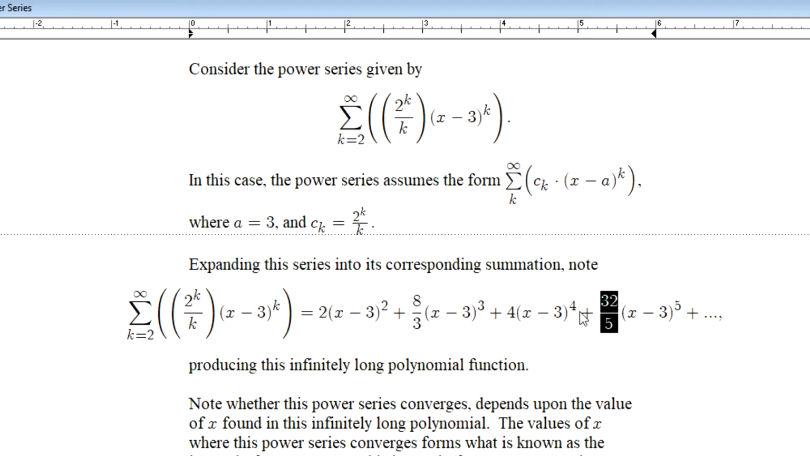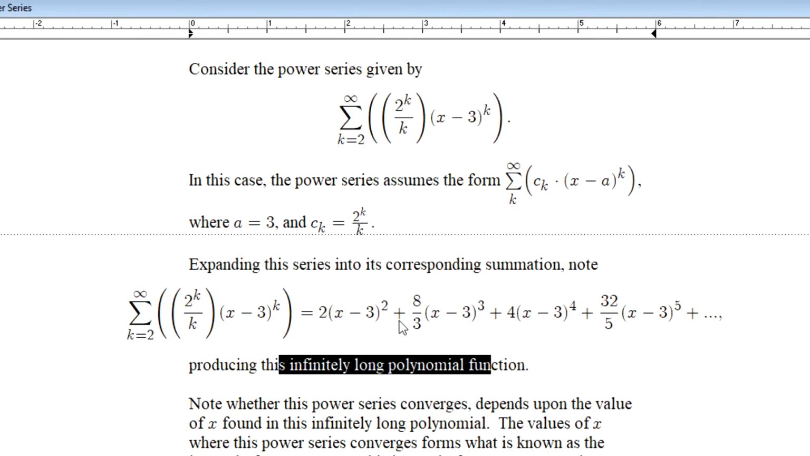It was these values that were determined to be the coefficients for the different degrees of x found in this polynomial function, this infinitely long polynomial function. And they depended upon what index we were at within our series. They were determined by this leading coefficient c sub k. All right?